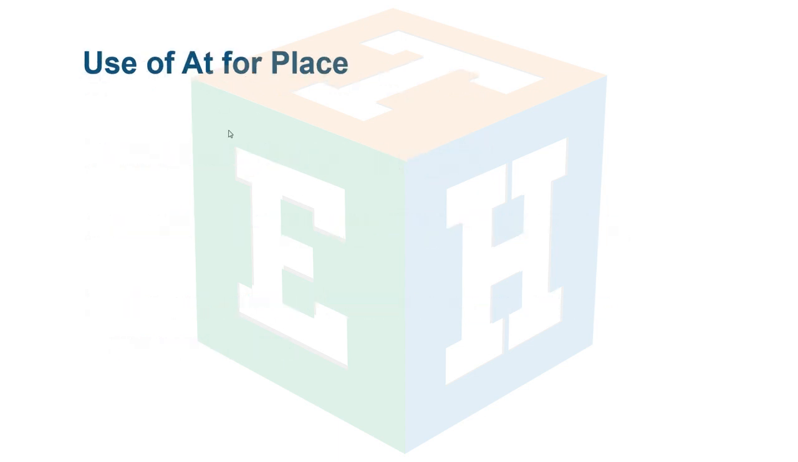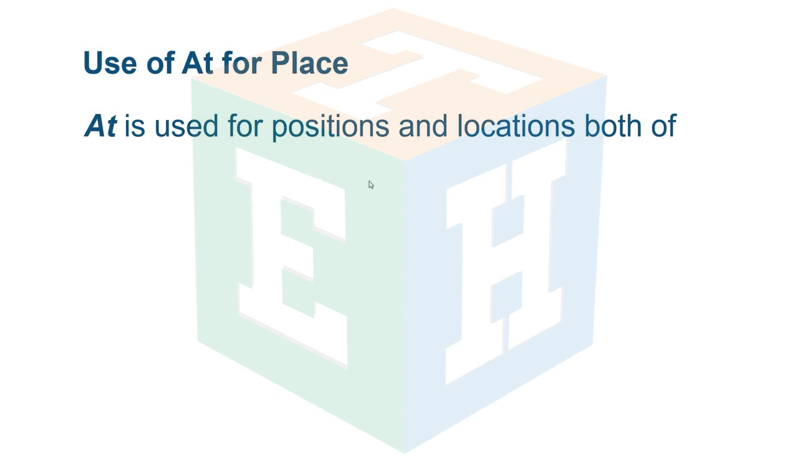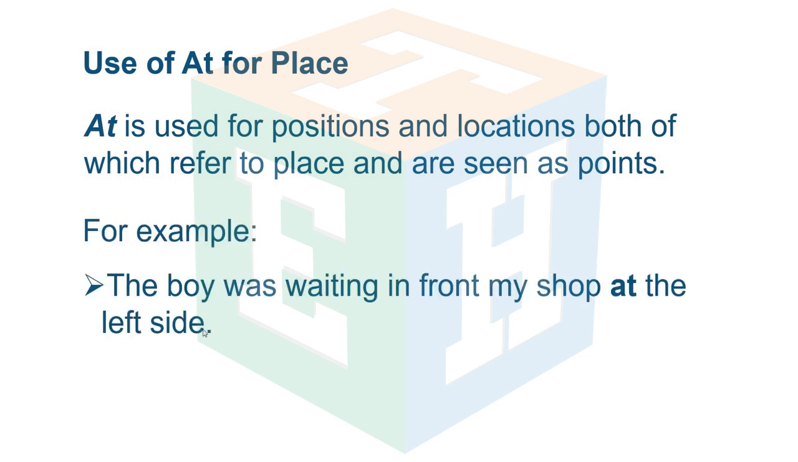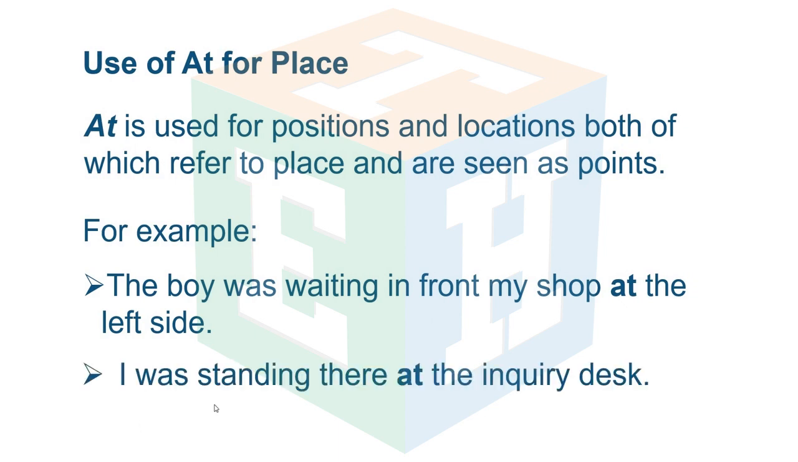Use of at for place. At is used for positions and locations, both of which refer to place and are seen as points. For example, the boy was waiting in front of my shop at the left side. I was standing there at the inquiry desk.